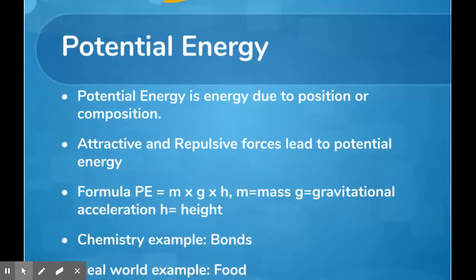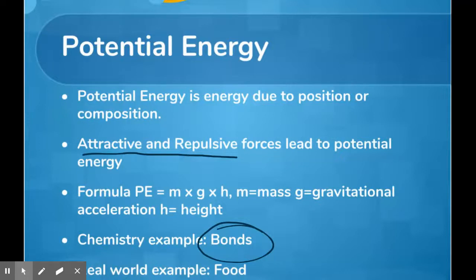So let's first talk about potential energy. Potential energy is energy due to position or composition. So if you look here, a real-world example is chemical bonds. And the potential energy in chemical bonds comes from the attractive and repulsive forces within a molecule. The formula for potential energy is mass times gravitational acceleration times height. Now, you won't have to calculate potential energy of an object, but you should be familiar with the equation.